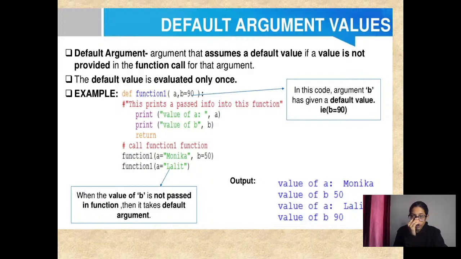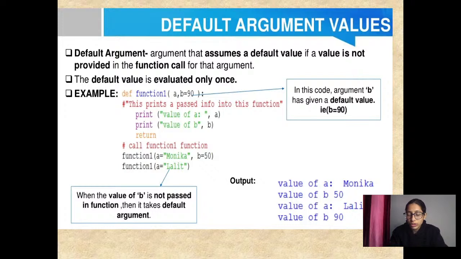So what are default argument values? Default argument values are defined as an argument that assumes a default value if a value is not provided in the function call for that argument. If we don't have any value, we cannot call the function argument. Okay, it assumes a default value. The default value is evaluated only and only once. It cannot be evaluated again and again, correct?